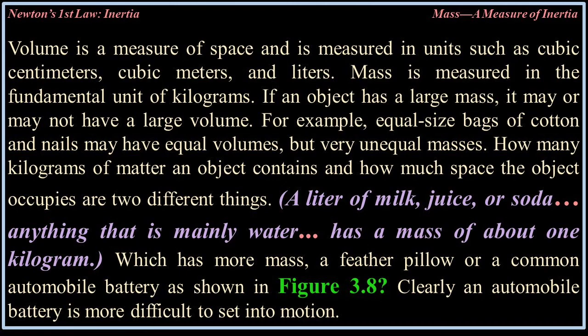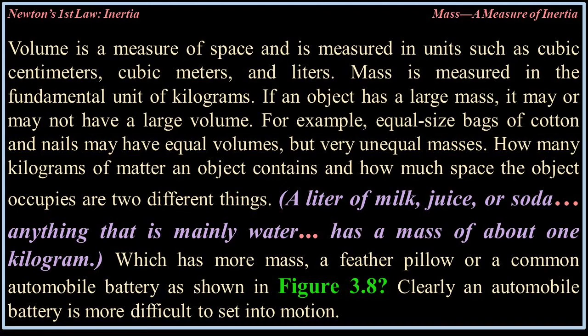If an object has a large mass, it may or may not have a large volume. For example, equal-sized bags of cotton and nails may have equal volumes, but very unequal masses. How many kilograms of matter an object contains and how much space the object occupies are two different things. A liter of milk, juice, or soda, anything that is mainly water, has a mass of about 1 kilogram.